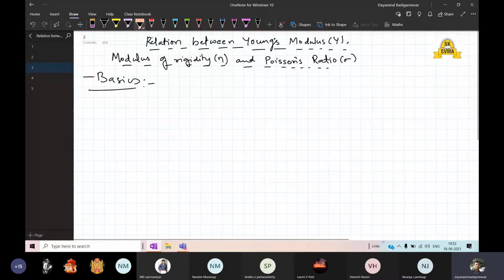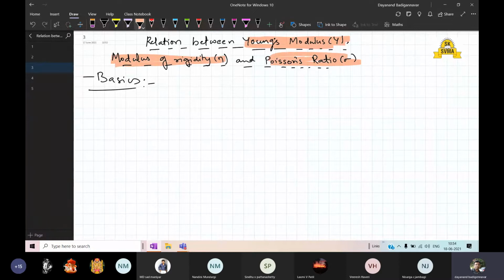It is the relation between the Young's modulus Y, modulus of rigidity eta, and Poisson's ratio. Actually it is a relation between Y and eta. We are connecting the Young's modulus with the modulus of rigidity, and we do this through the equation for Poisson's ratio.